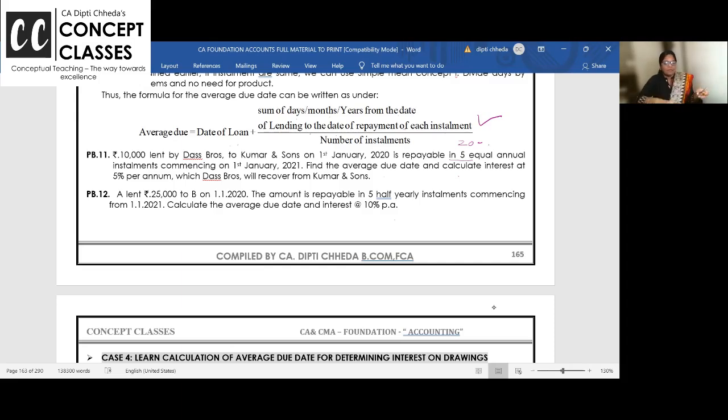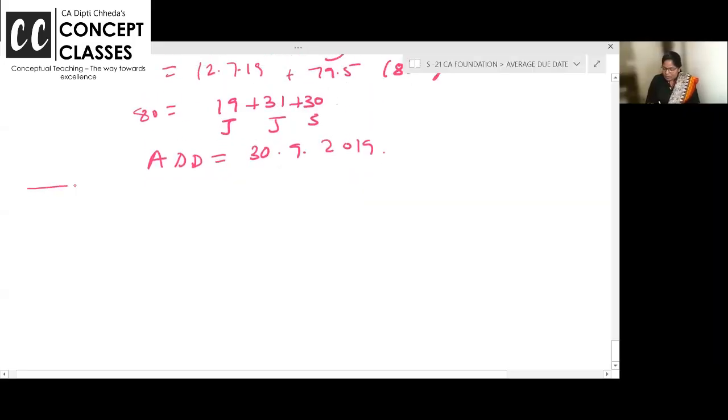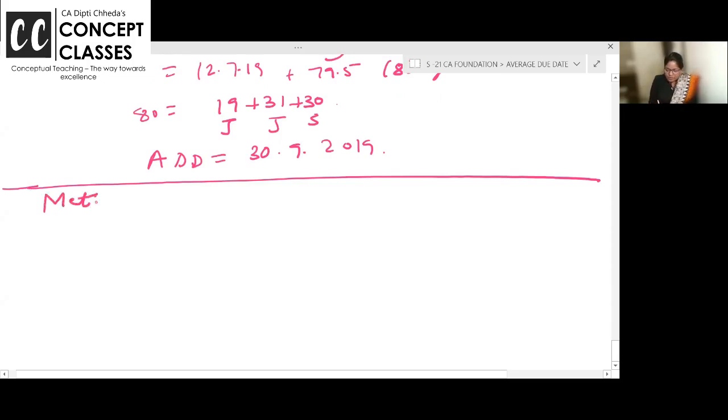One second. No? Hmm. 11th problem in your notebook. Write down method 3. Method 3 we are doing now. One more method is there. I'll do it tomorrow. That is method 4. Method 4 is used for calculation of interest for partners' drawings. Method 3.